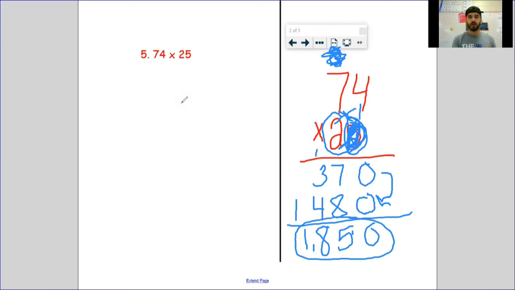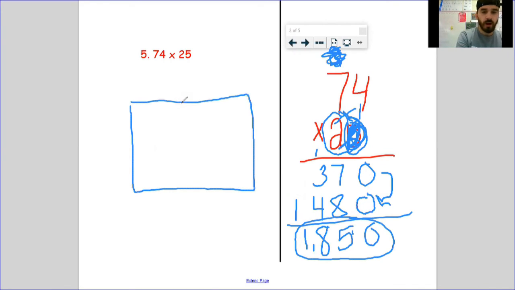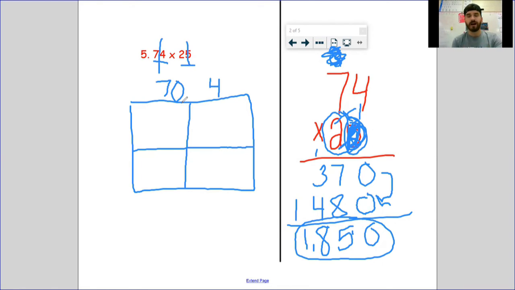So yesterday I showed you the area model. You can take this big old square, split it into 4 different sections, and then you're going to take each number and break it down by its value. So if you've got 74, you've got 7 tens and 4 ones. So 7 tens is equal to 70. 4 ones is just equal to 4. And then same thing with 25. I've got 2 tens, 5 ones. If I have 2 tens, that's equal to 20. 5 ones is equal to 5.